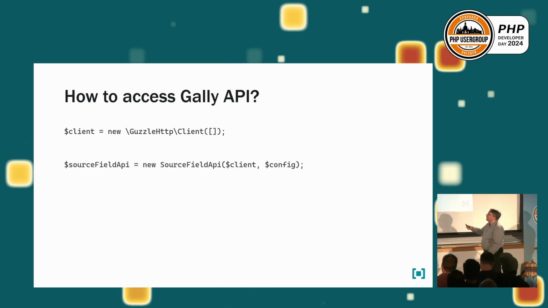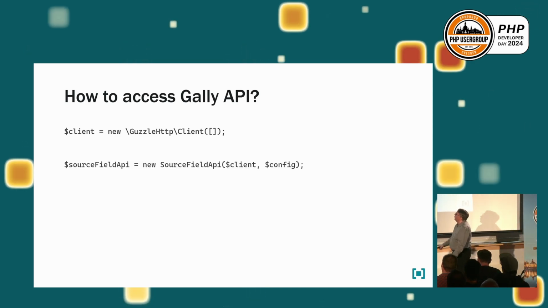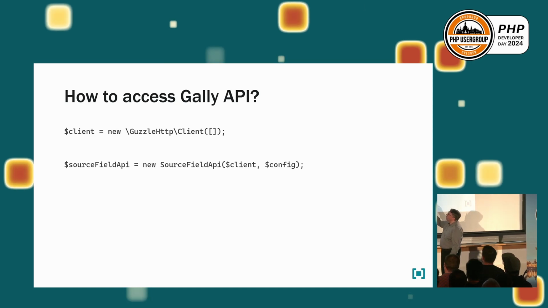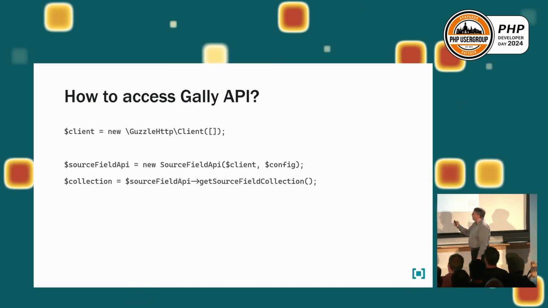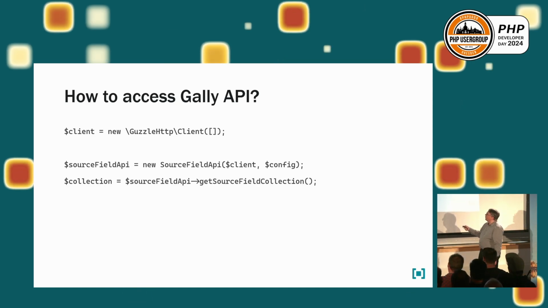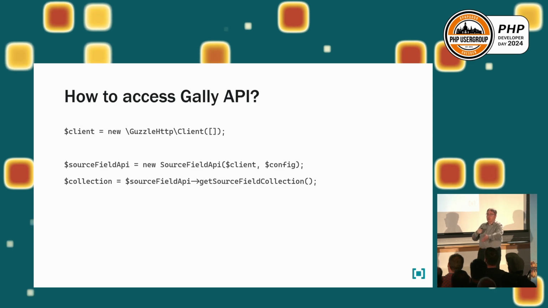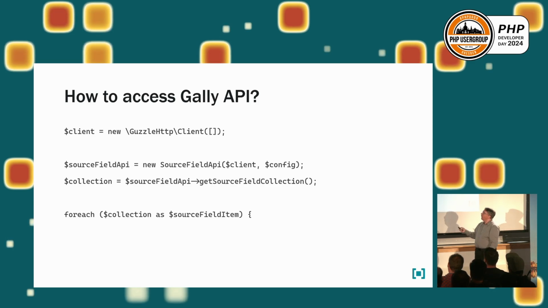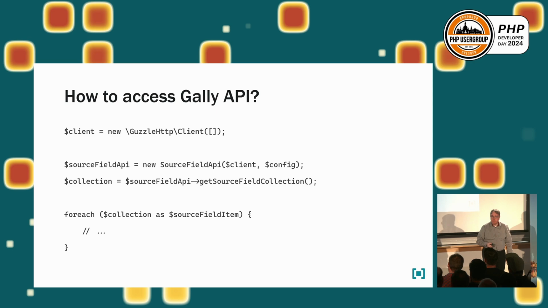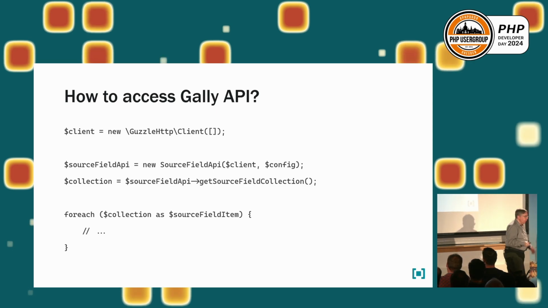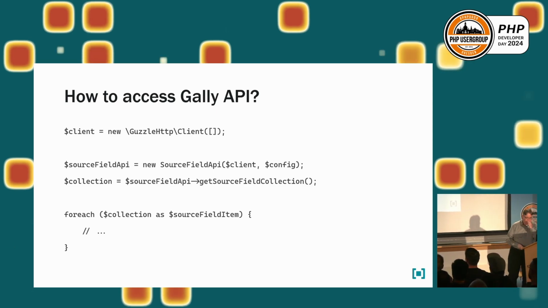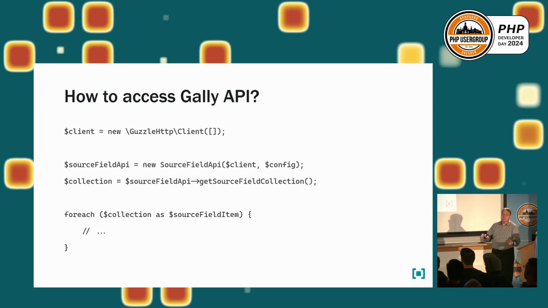You, for example, use the source field API, pass the client, pass the configuration, and then a bunch of methods are exposed, like in this case, get source field collection. You get all the source fields from the system, and then you can do whatever you want with it. So that's kind of like a nicer way than doing the HTTP requests, which we'll do in a second.